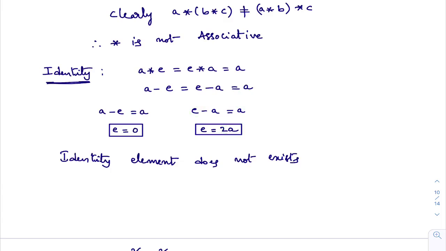Now you observe, when I do like this, the identity element in a binary operation is unique. You should get the same element. For this I got 0, for this I got 2A. When you get like this, then we say that the identity element does not exist. Please try to understand. In a binary operation, the identity element is unique. Only one identity element you will get. You won't get two identity elements. Here you got two. So, the identity element does not exist for this binary operation star on the set of all rational numbers. I hope you understand this.